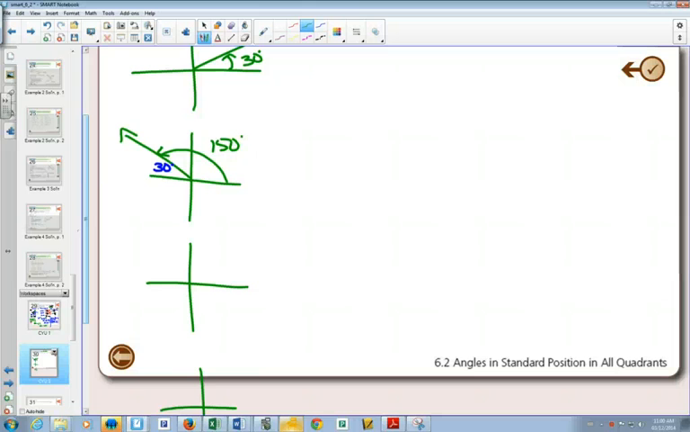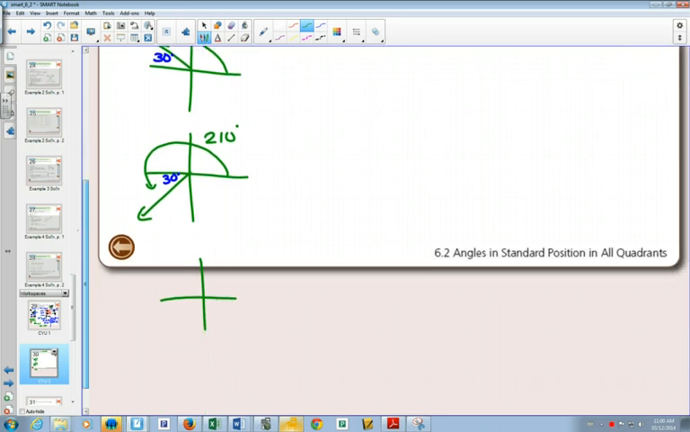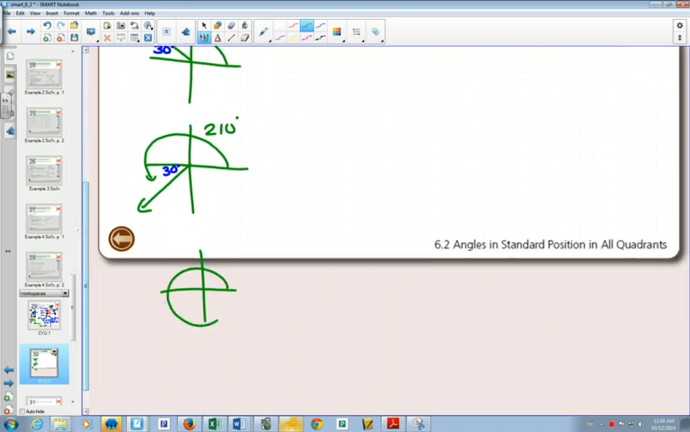And then if you went here so that you had a reference angle of 30 degrees, that one would be 210 degrees. And finally, there would be one in quadrant 4: 330 degrees.